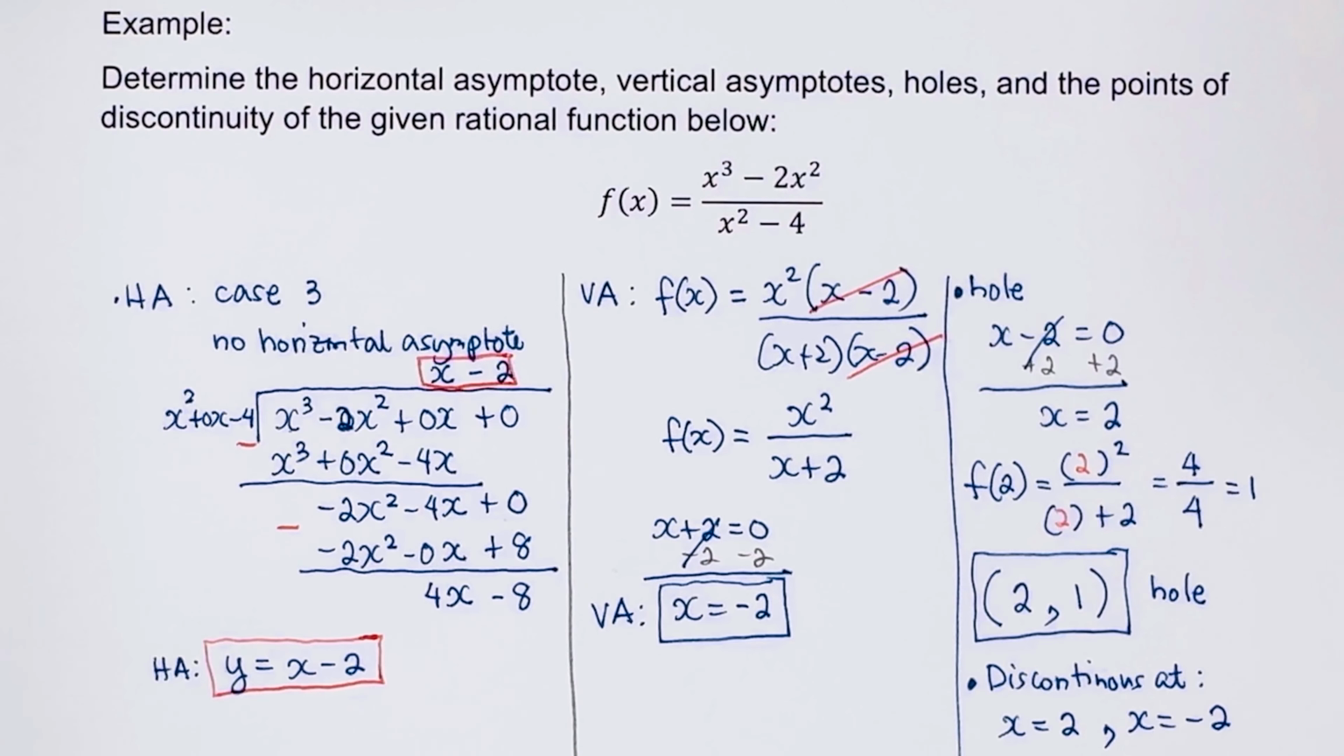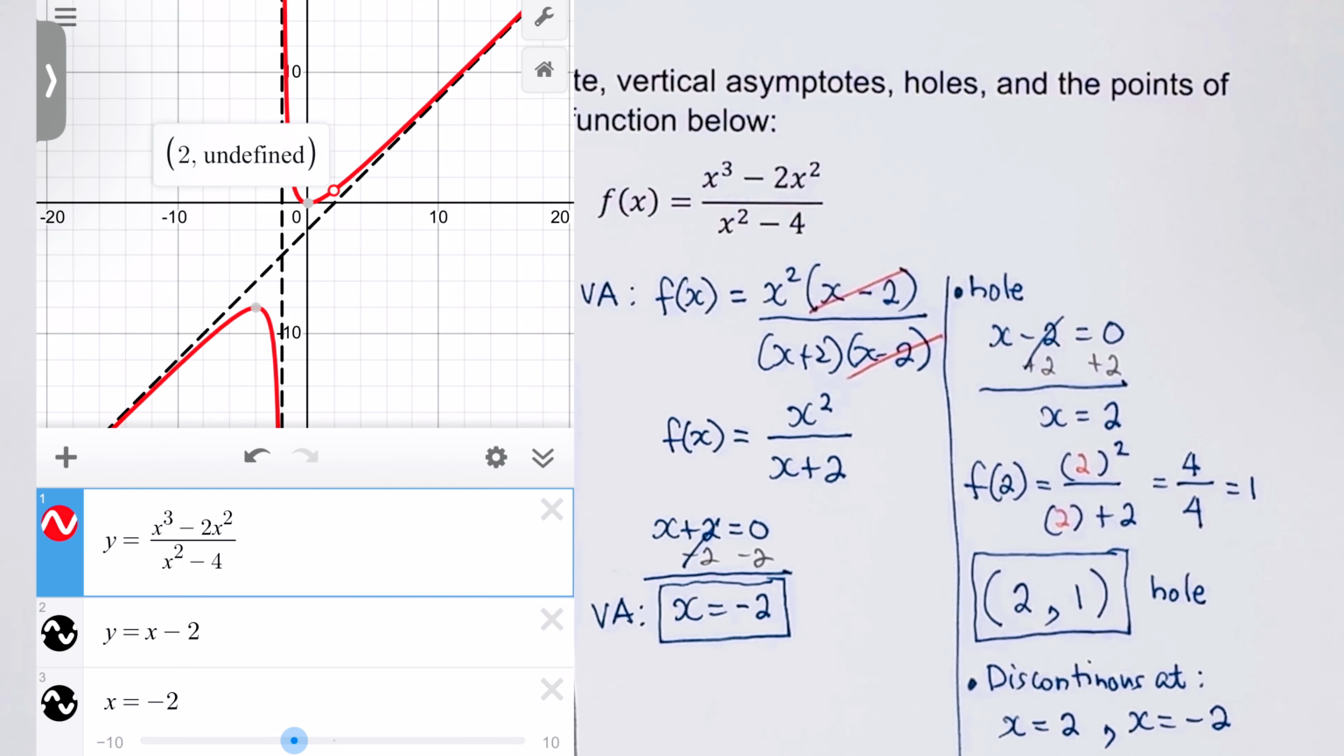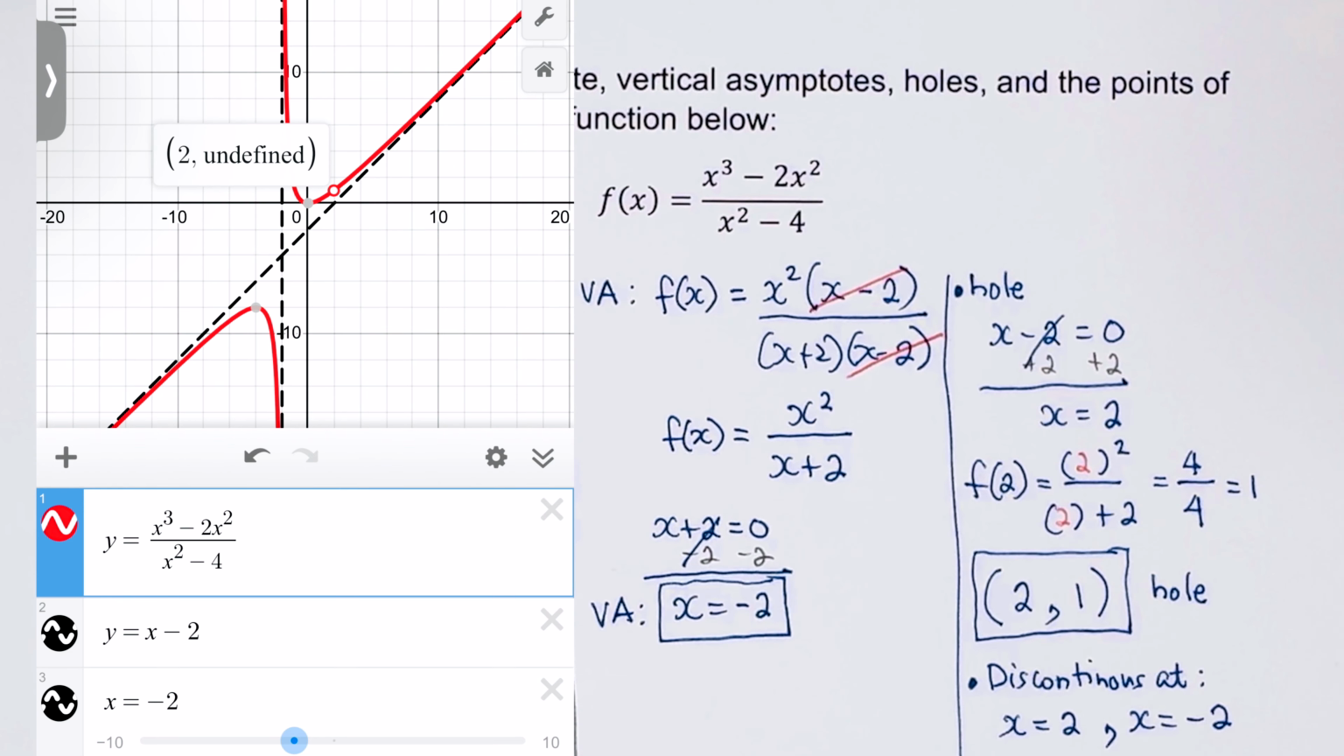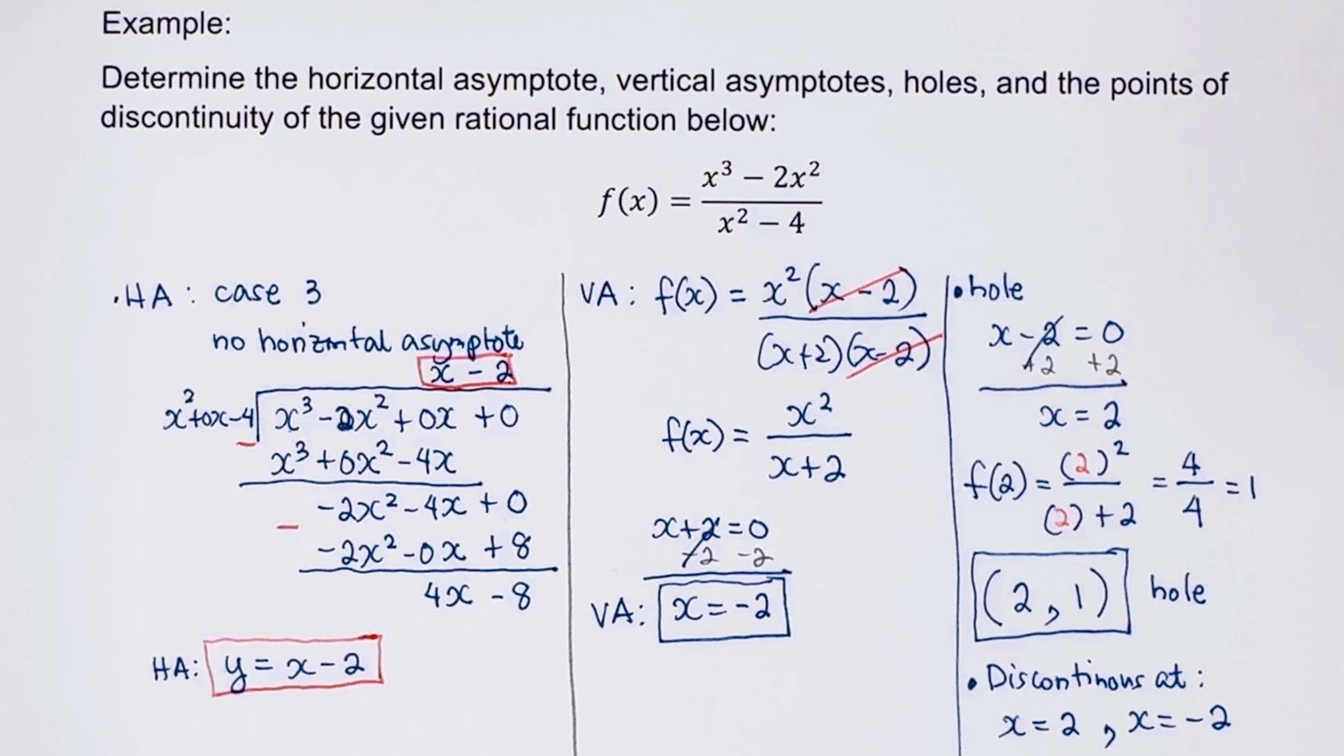Now let's look at the graph of this function. If you notice, the vertical asymptote is x equals negative 2. And the slant asymptote is actually y equals x minus 2. And if you notice, there is a hole at 2, 1. So that is how we find the vertical asymptote, horizontal asymptote, and hole for every rational function.